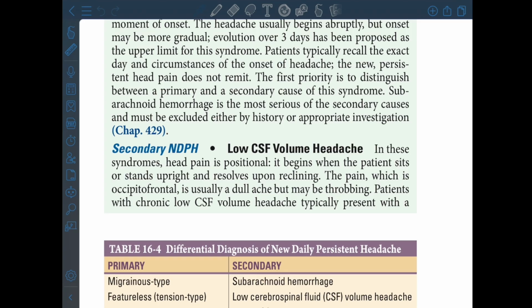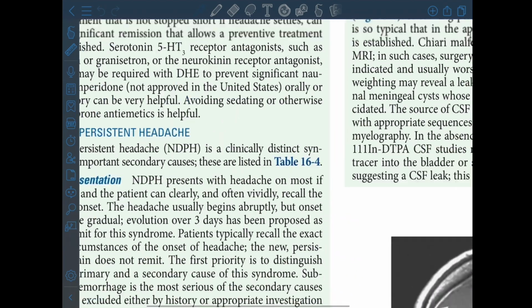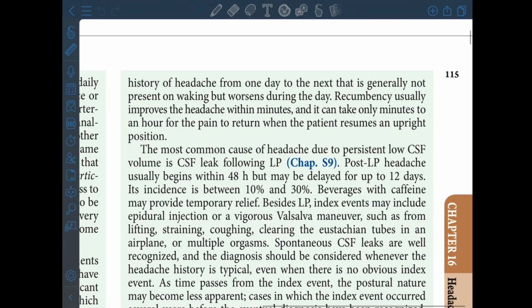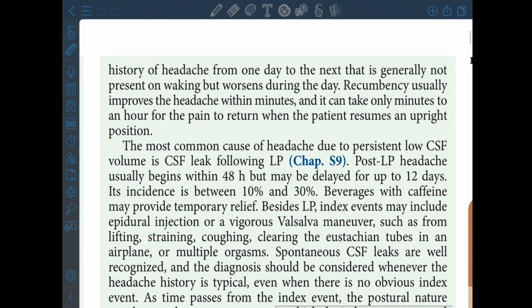The pain, which is occipitofrontal, is usually a dull ache but may be throbbing. Patients with chronic low CSF volume headache typically present with a history of headache from one day to the next that is generally not present on waking but worsens during the day. Recumbency usually improves the headache within minutes, and it can take only minutes to an hour for the pain to return when the patient resumes an upright position.